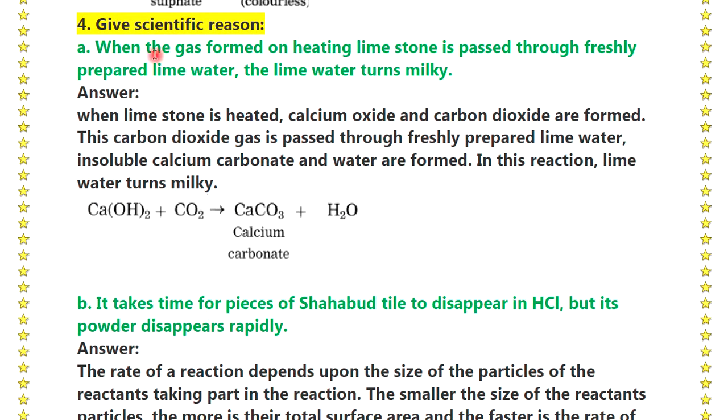Question number 4, give scientific reason. Point A: when the gas formed on heating limestone is passed through freshly prepared lime water, the lime water turns milky. Answer: when limestone is heated, calcium oxide and carbon dioxide are formed. This carbon dioxide gas, passed through the freshly prepared lime water, forms insoluble calcium carbonate and water. In this reaction, lime water turns milky. Ca(OH)2, calcium hydroxide, plus carbon dioxide gives rise to CaCO3, calcium carbonate, plus water.